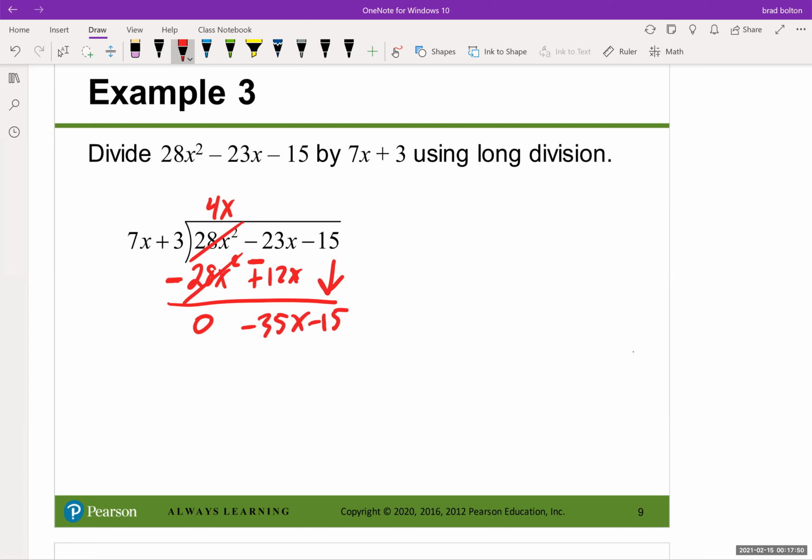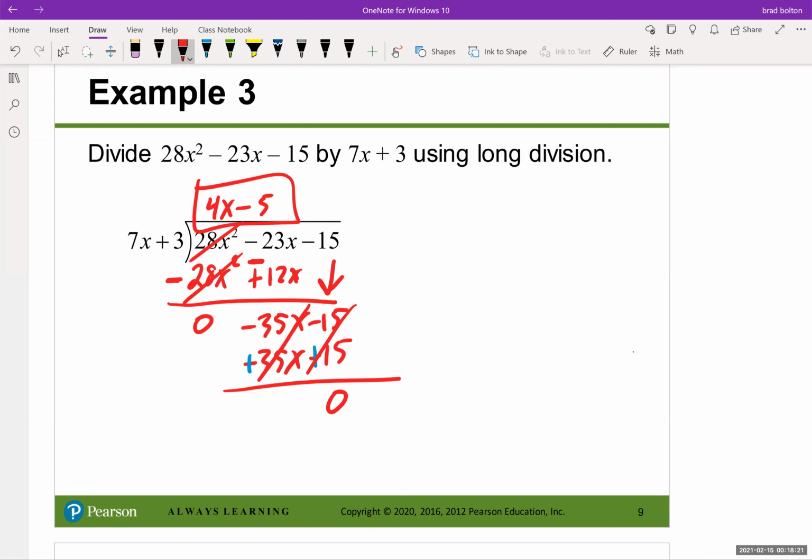Now we ask ourselves the question, what does 7x need to become negative 35x? Well, it needs a negative 5. So now I distribute the negative 5 times both of those. That becomes negative 35x, and this becomes minus 15. I draw the bar, change the sign, so this becomes plus, and this becomes plus. Then this is 0, and this is 0. So we end up with our final answer, 4x minus 5.